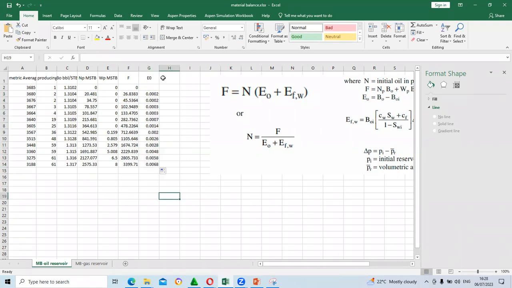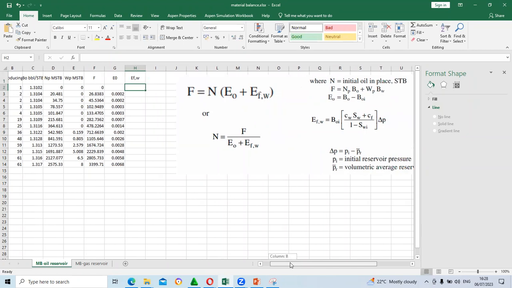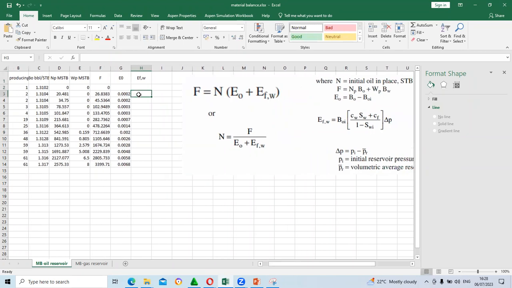Okay. So the next one now is EF, comma, W. All right. So that formula is a little bit longer, so let's look at it. So we have equal to, we have BO. This is our BO. Remember, our BO is constant throughout. The BOI is the constant one, the first one that we're using, so we don't want to complicate matters. We'll just use it at the beginning.